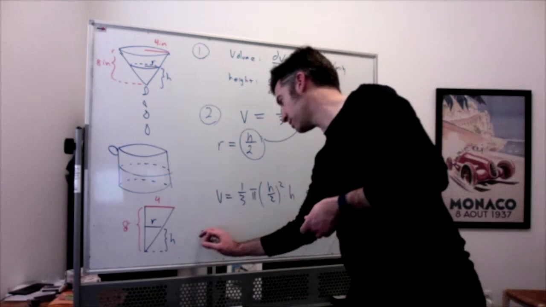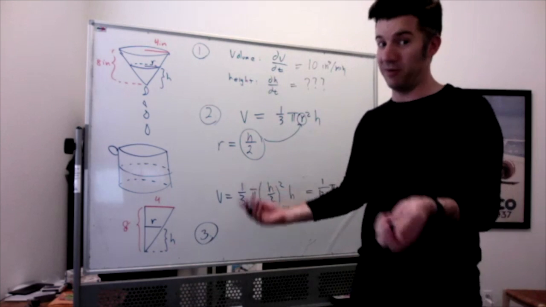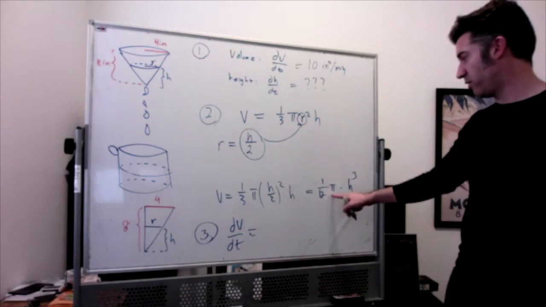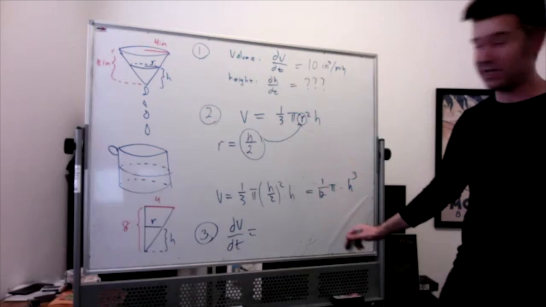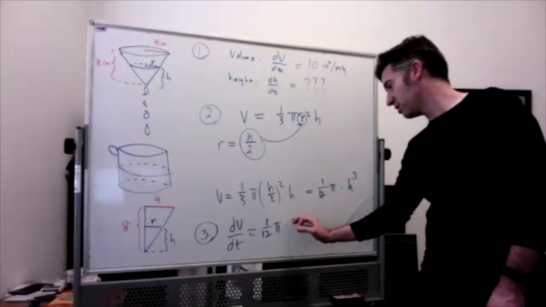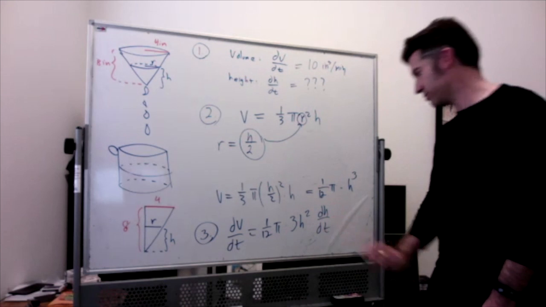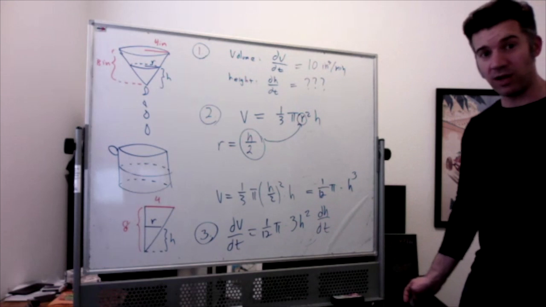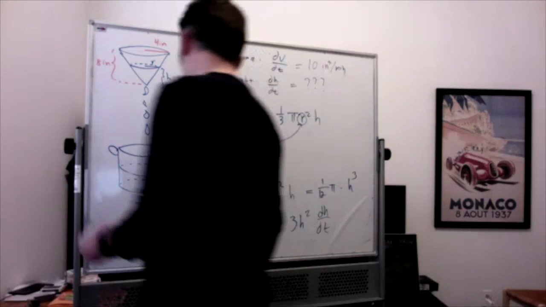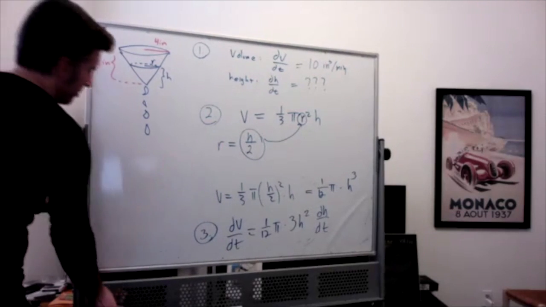And then step 3, we differentiate both sides. The derivative of volume is dV/dt. The derivative of 1/12 pi times h cubed: the constant multiple hangs out, and the derivative of h cubed is 3 times h squared times dh/dt. And then we plug in what we know and solve for what we don't. I don't want to erase any of my pictures yet. I guess I can erase this picture, fine.